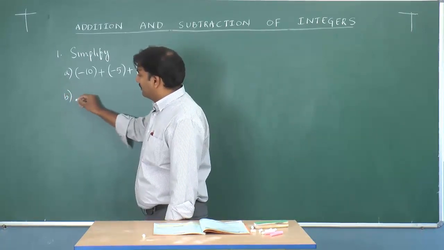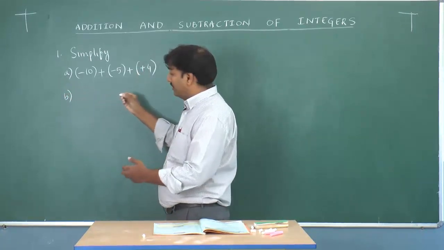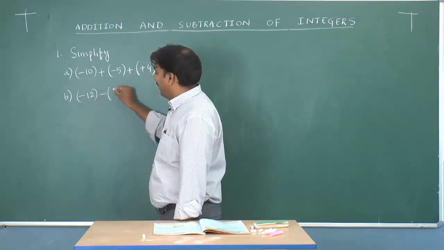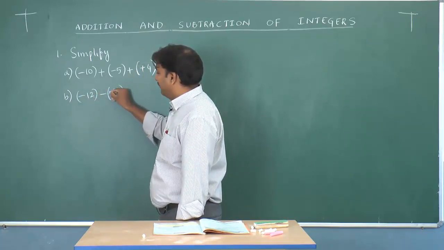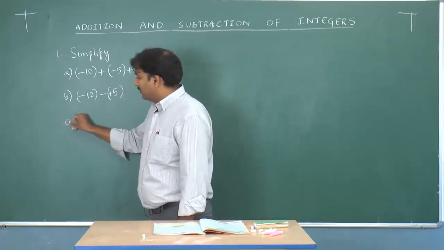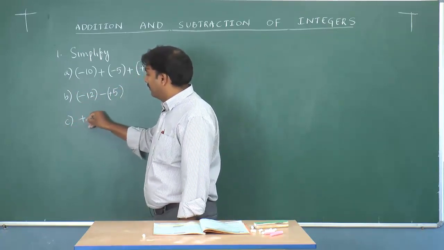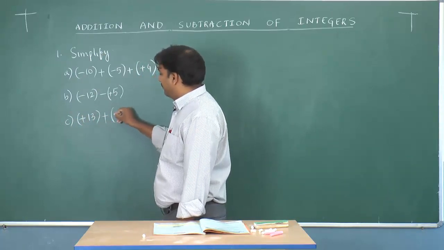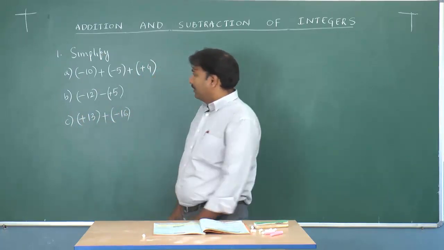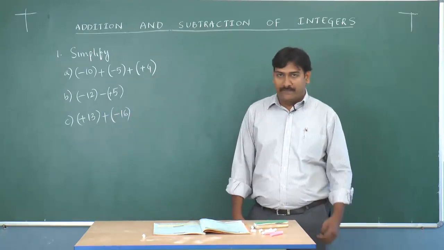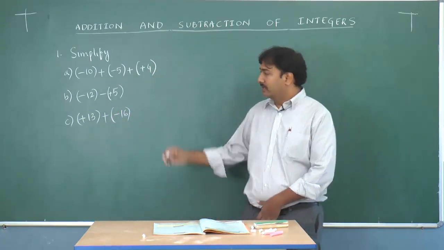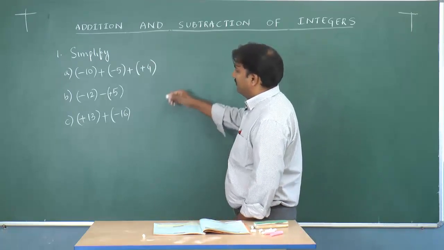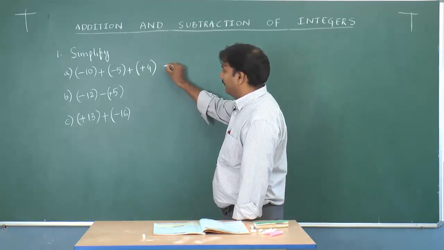Our second question, let's take an example based upon the difference of numbers. Say minus 12 minus plus 5. Let's go for the third example, where we take plus 13 plus minus 16. So let us apply the rules we have learned in the past and simplify these problems. Coming to the first sum, the solution.